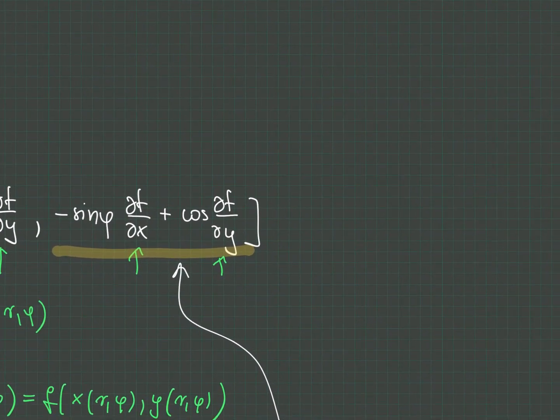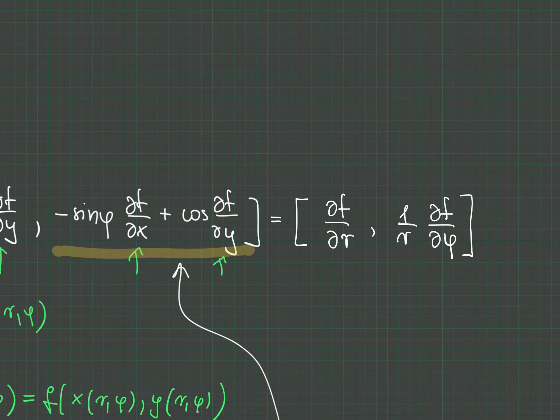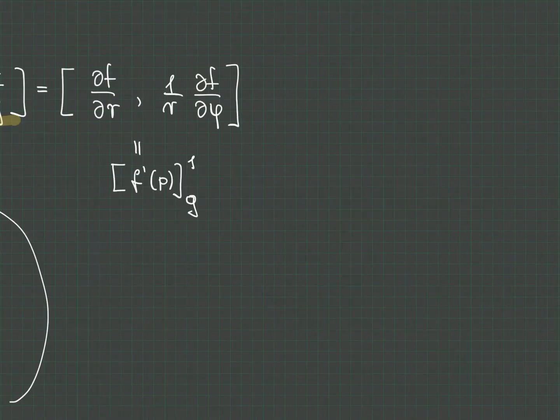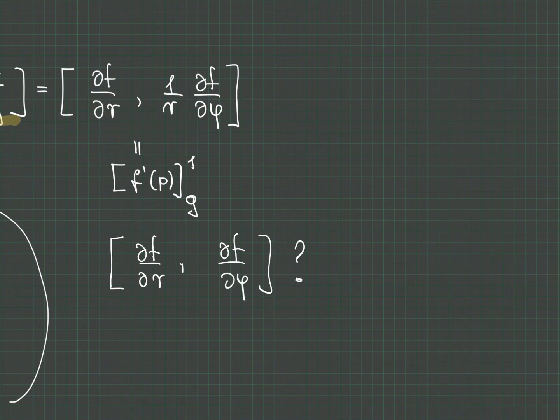We can continue here with our calculations, writing that this previous matrix equals df/dr and 1 over r df/dphi. Recall that this is a matrix of the differential of our function in the basis g, from g to 1. And what would it be, such a matrix? Does it have anything to do with the differential of function f? Of course it does. However, it is a matrix written in, again, different bases.